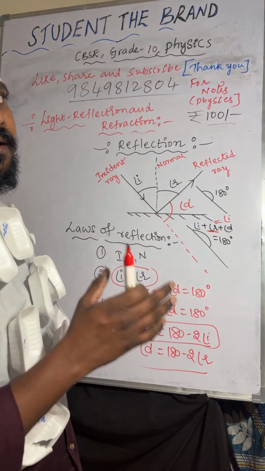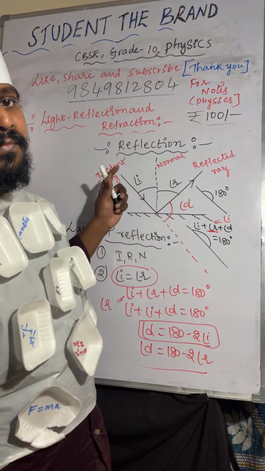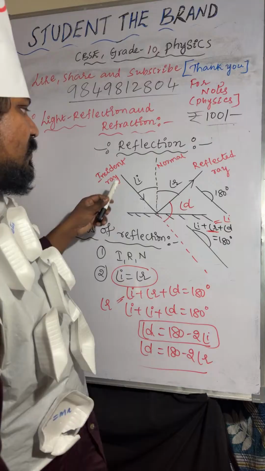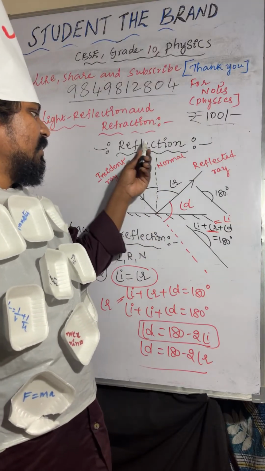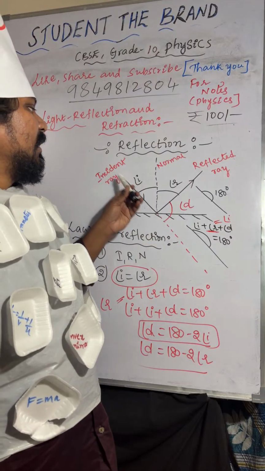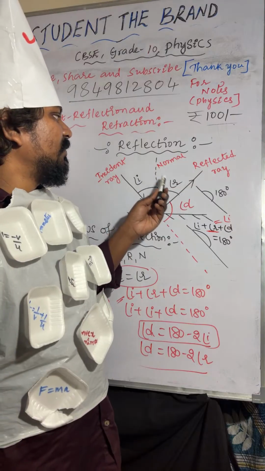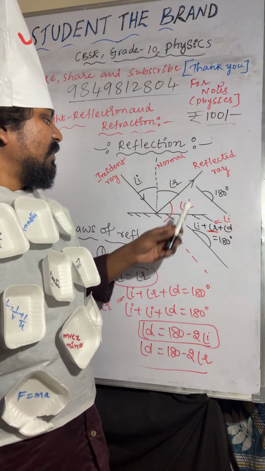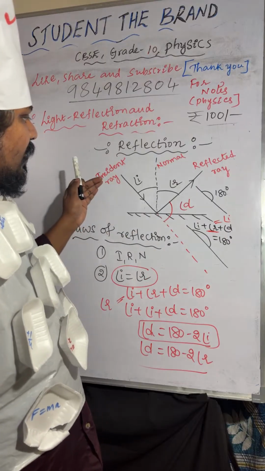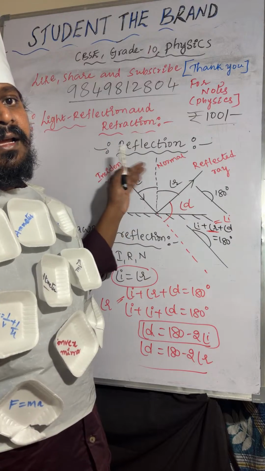So the bouncing back of light from a reflecting surface is called reflection of light. Incident ray, reflected ray, normal line. The angle between the incident ray and the normal line is called the angle of incidence. The angle between the reflected ray and the normal line is called the angle of reflection. The angle between the reflected ray and the deviated line is called the angle of deviation. Now this total is a linear angle.